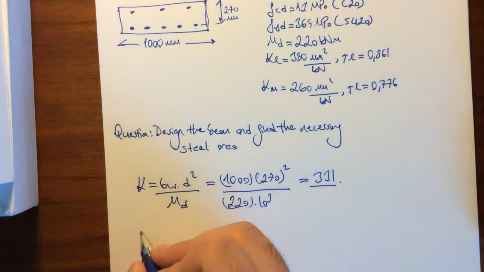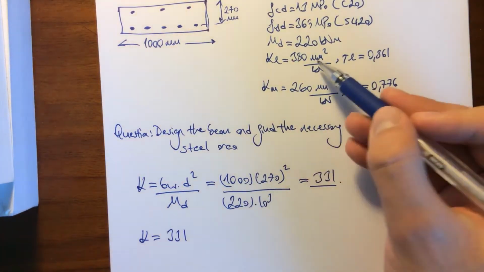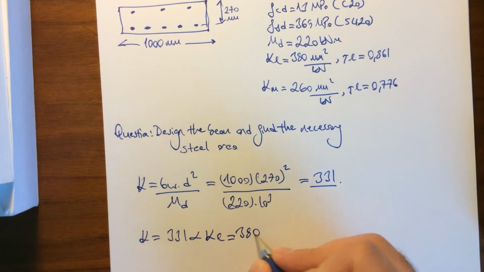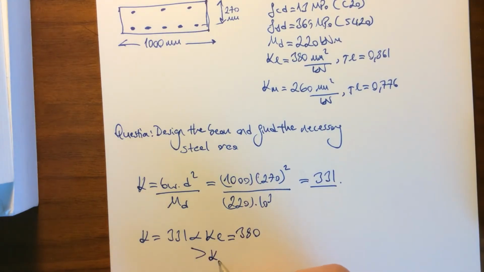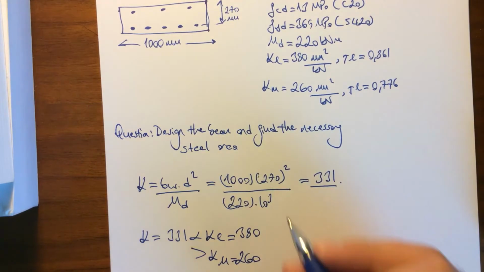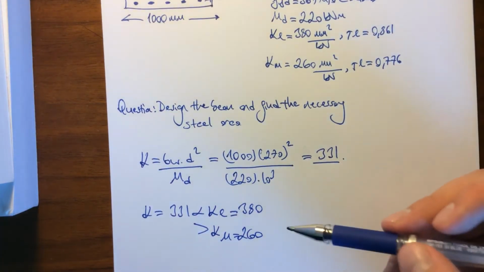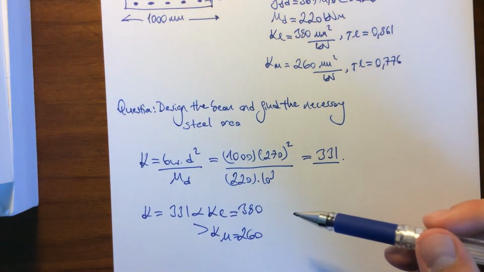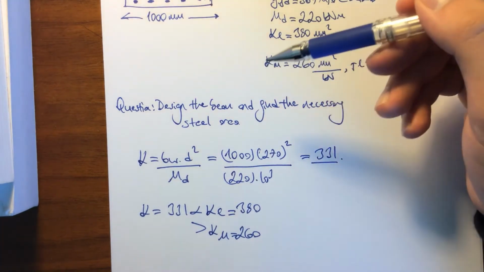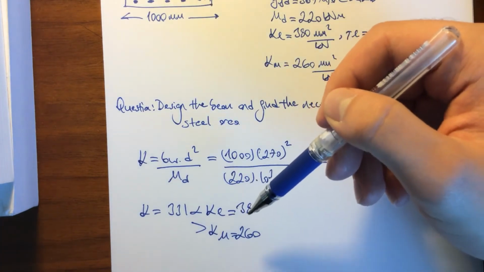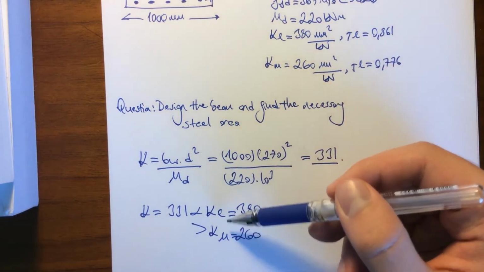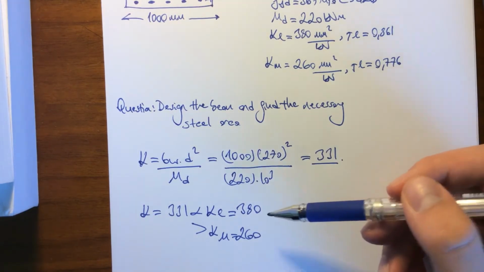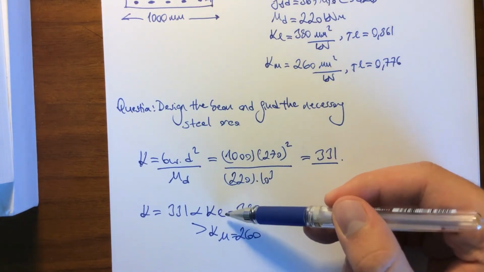So when we have the K value of 331, it is less than KL, which is 380, but at the same time it is greater than KM, which is 260. If it was less than KM, then we would need to change and play with the dimensions of the cross section. But this is not the case for this question, so we have a K value between the KL and KM. So it is not greater than KL as in the case of the first question, but our K falls between the KL and KM values.